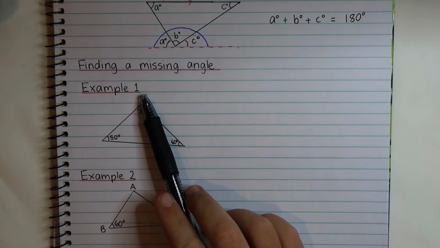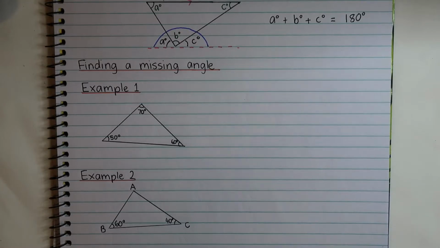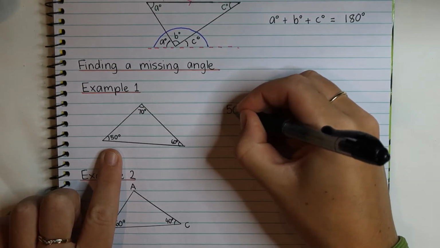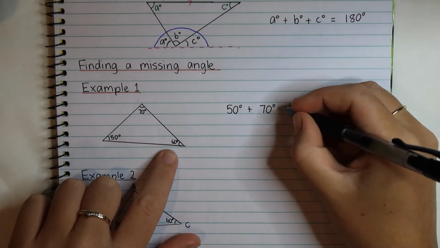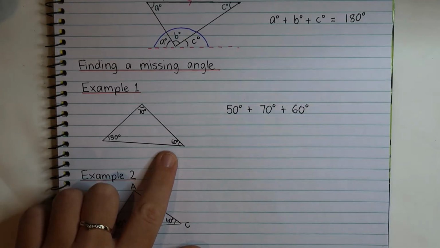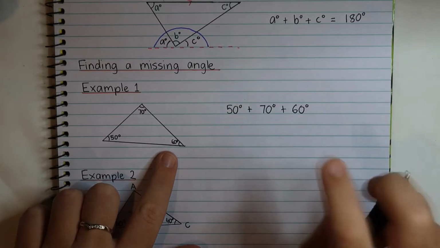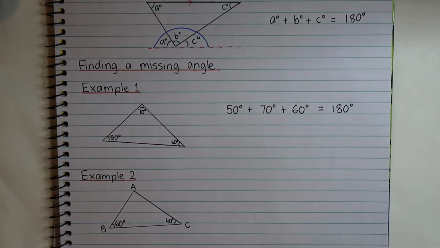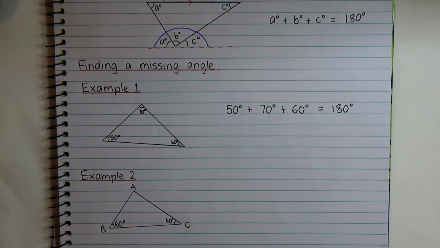So let's have a look at example 1. We know that all of these angles must add up to 180 degrees. So let's check it. Here we have 50 degrees plus 70 degrees plus 60 degrees. Let's check that it adds up to 180. So 50 plus 70 is 120, plus 60 is equal to 180 degrees. So we can use this to find a missing angle.